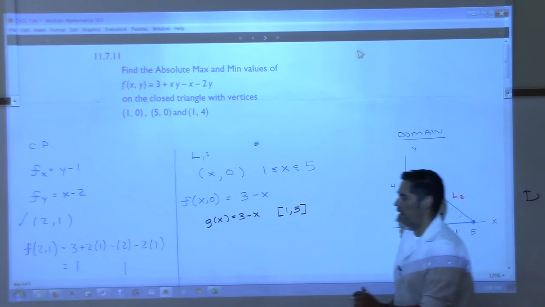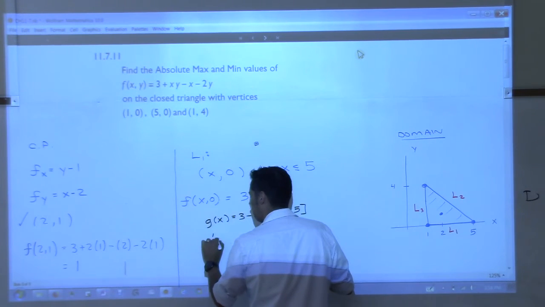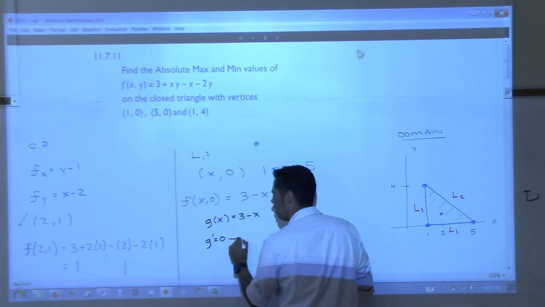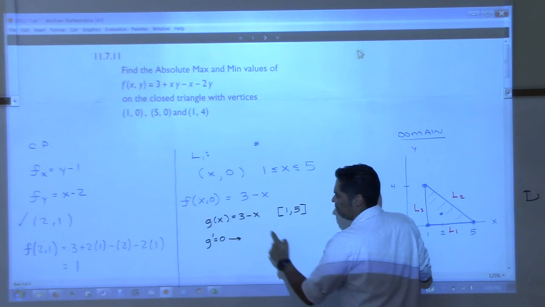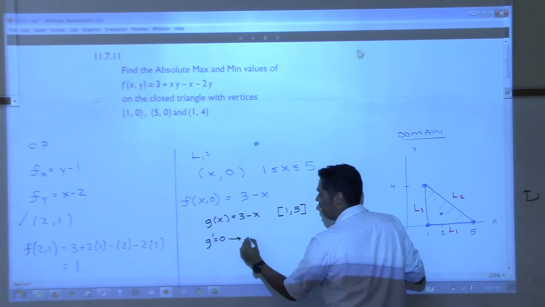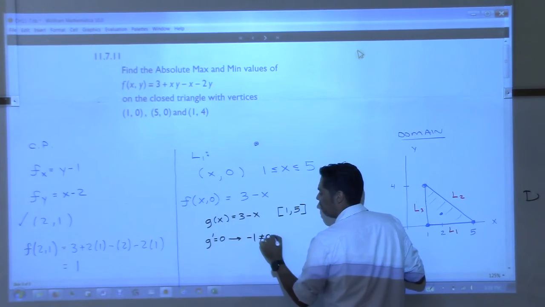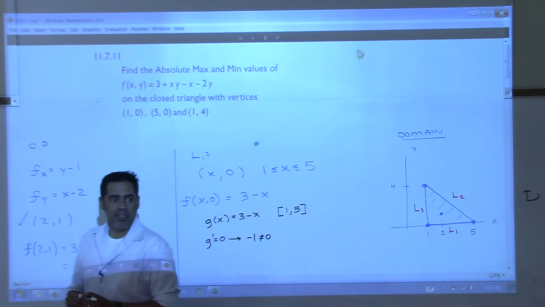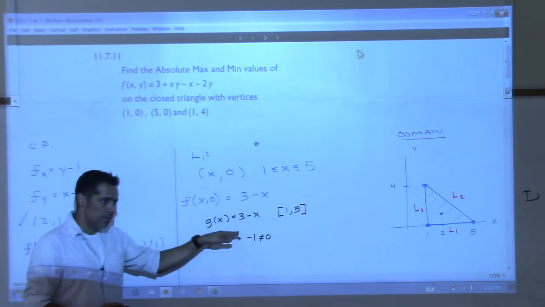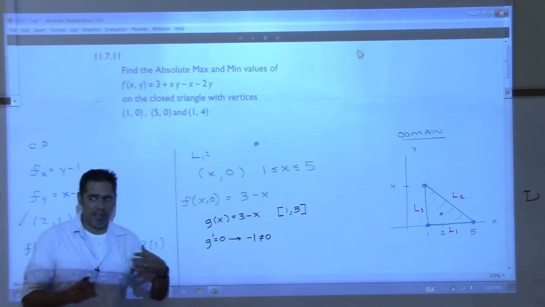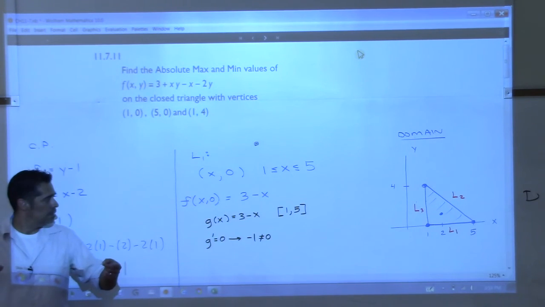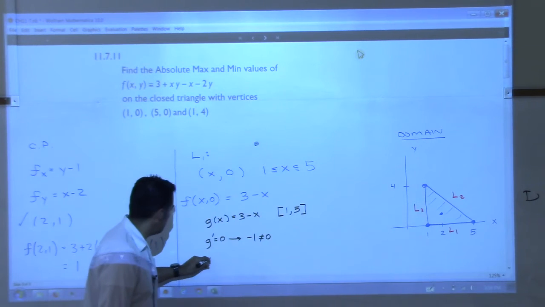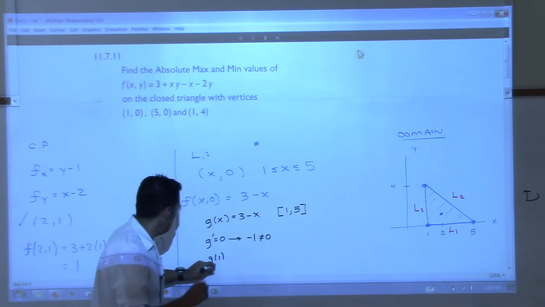So to do this, I take the derivative and set it equal to 0 to find the critical numbers. What is the derivative of that? Negative 1, right? But that's never 0. So we actually don't have any critical numbers for this function. So that means the only thing we have to do is test it at the two endpoints. So I want to check g at 1 and check g at 5.